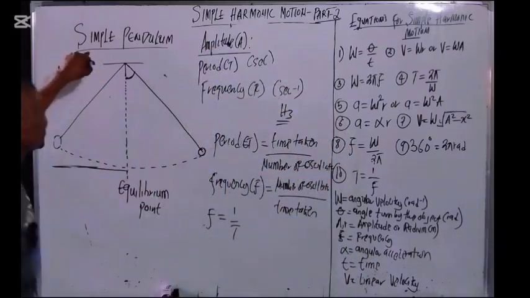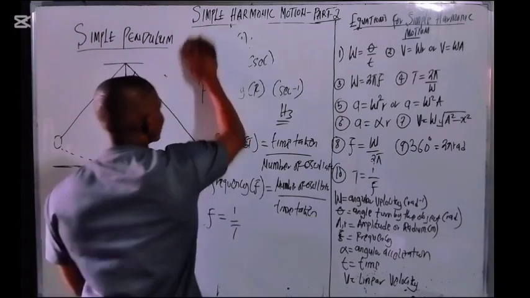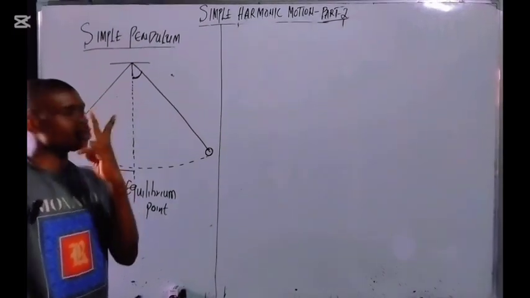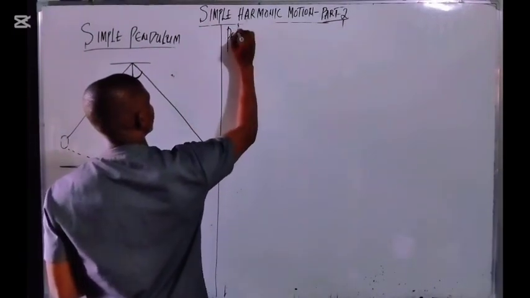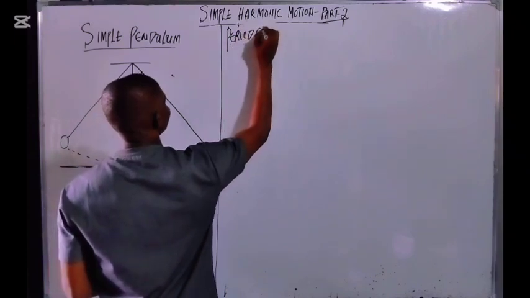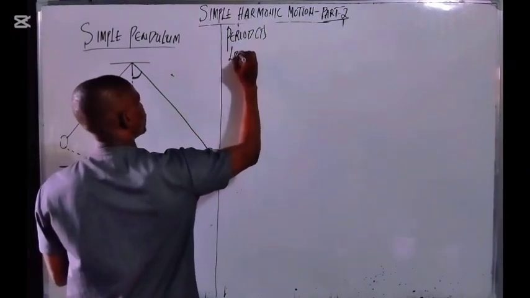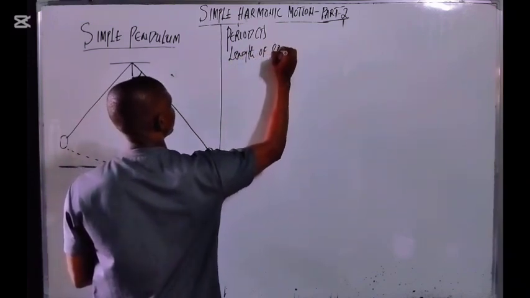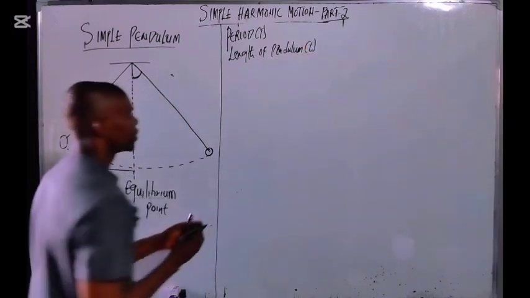Now let's focus our attention on the simple pendulum. Please pay close attention here. There are two things to keep in mind here: the period, which is T, and the length of the pendulum, which is L.